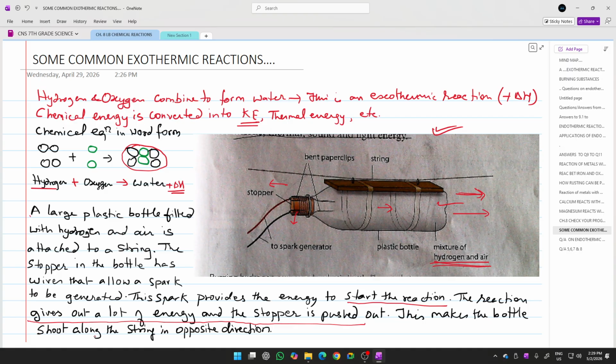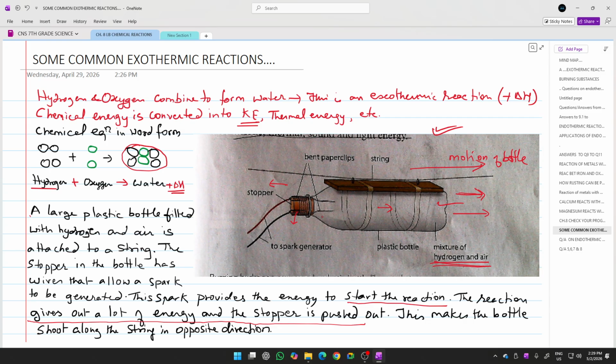This makes the bottle shoot along the string in the opposite direction. So this bottle will move along the string in this direction. This is the direction in which the motion of the bottle will take place.